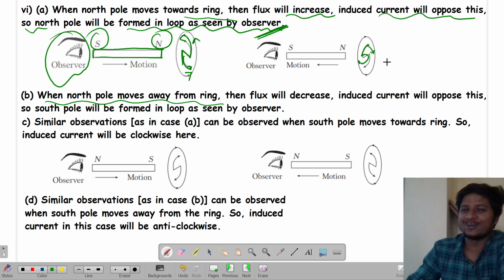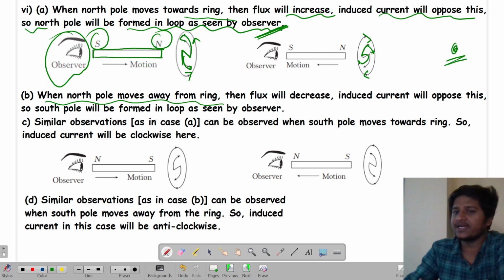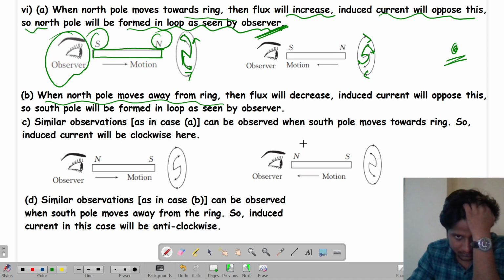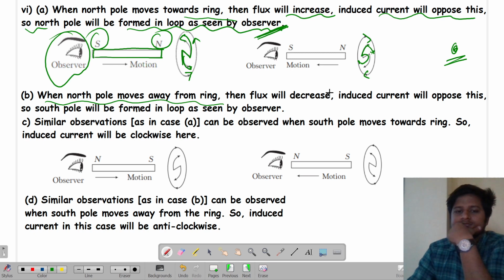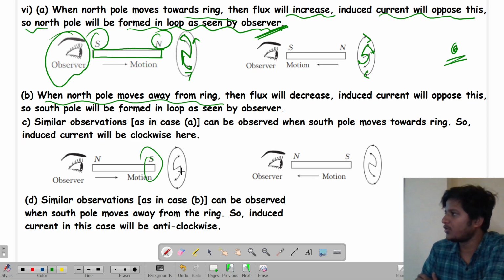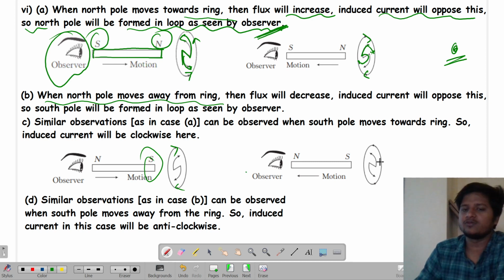So therefore, if the south pole is there, which kind of current will be generated? Clockwise. But if the observer is towards this side, what kind of current will be generated? Anti-clockwise. Right or not? Now, just the opposite case, if this is the south pole, which pole will be generated if the motion is towards the ring? South pole will be generated, yes or no? And the current will change to clockwise. For the observer here, it will be seen as anti-clockwise. If it is moved away, which kind of pole will be generated? North pole will be generated, and the current will have anti-clockwise rotation as seen by the observer. Is it okay or not?